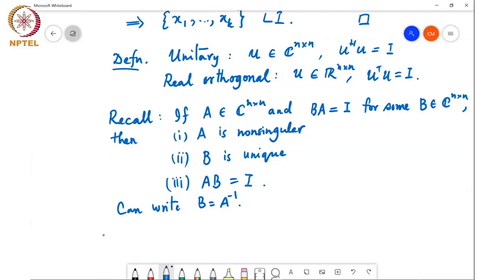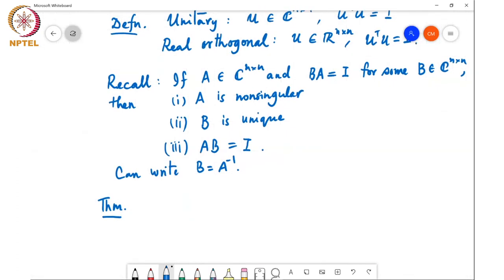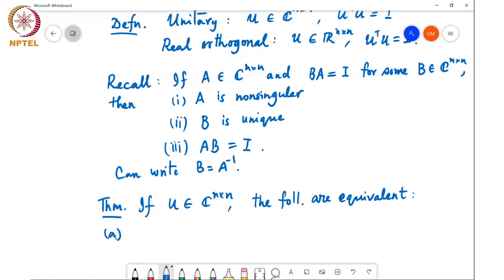With this, now we can state the next theorem. If U in C to the n cross n, then the following are equivalent. A, U is unitary.